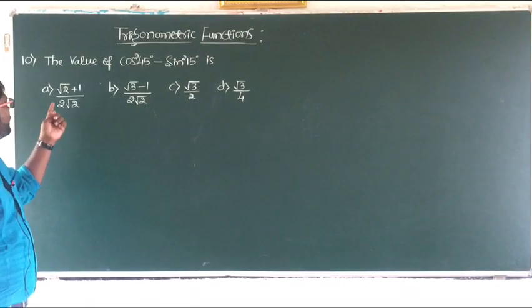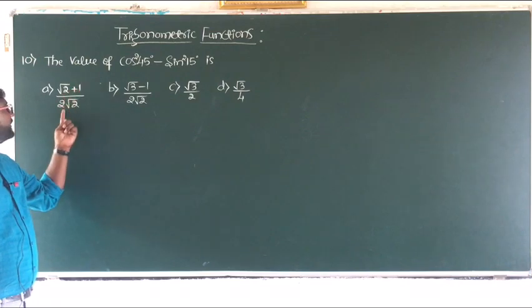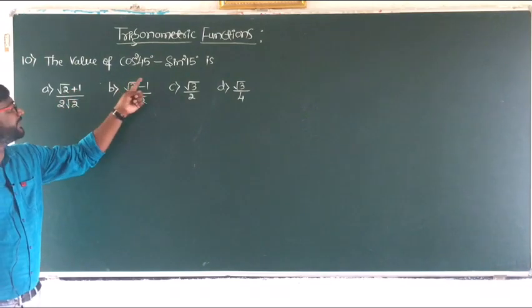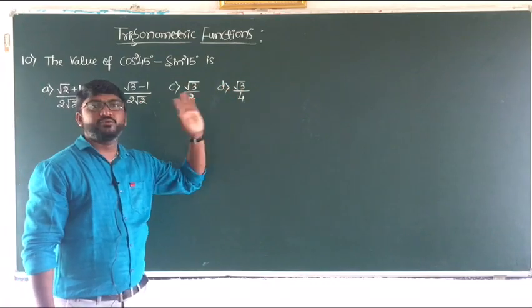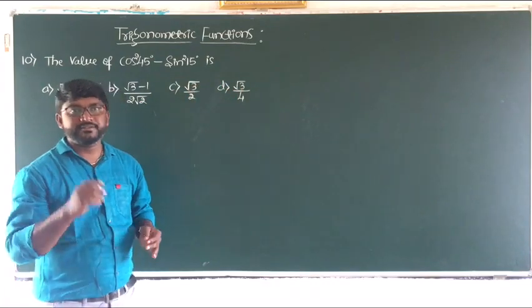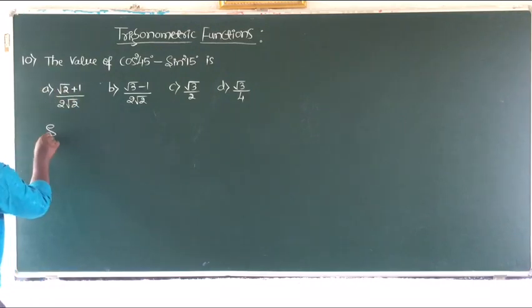The 10th question is: the value of cos square 45 degree minus sin square 15 degree is, and the four options are root 2 plus 1 divided by 2 root 2, then root 3 minus 1 divided by 2 root 2, then root 3 by 2, then root 3 by 4. This was asked in 2017. So let us solve this.